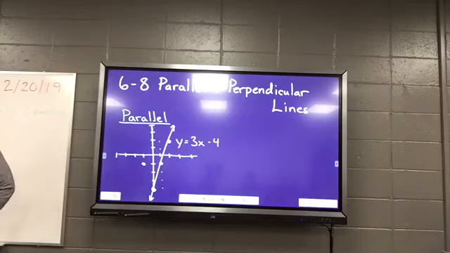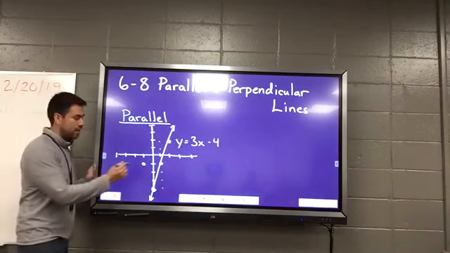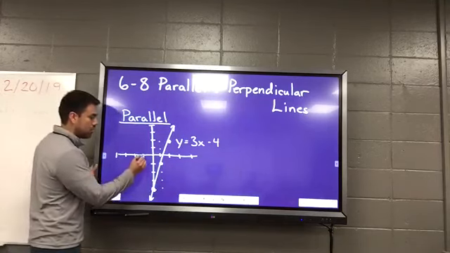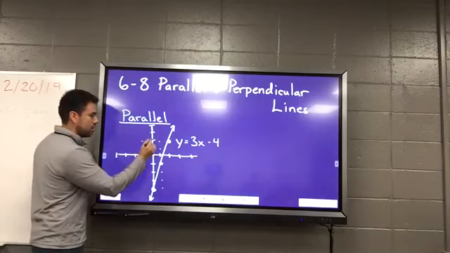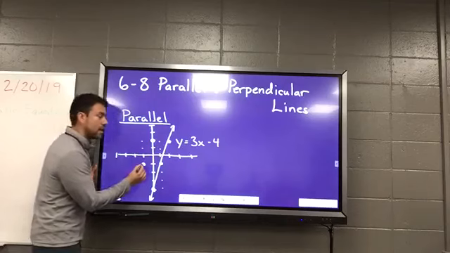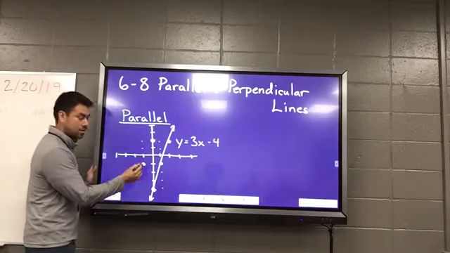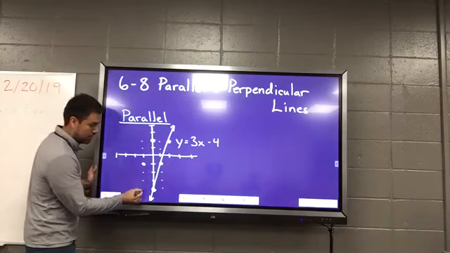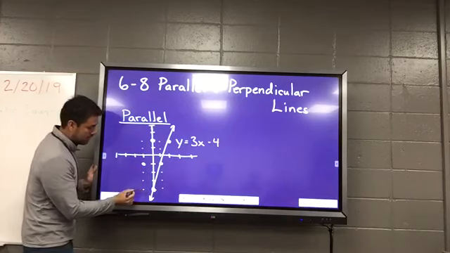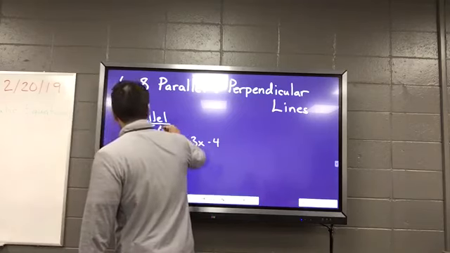All right, who can tell me how to get to my next point? So I got my (-1, -1). Brad? 3. 1, 2, 3 over 1. Or I could have gone where, Sam? I don't want to go that way. I want to go to the left. But how can I do that? 1, 2, 3. 1 to the left. All right, connect those dots.